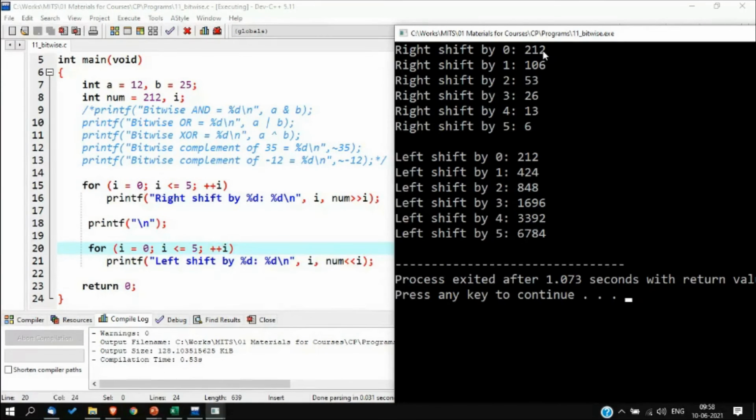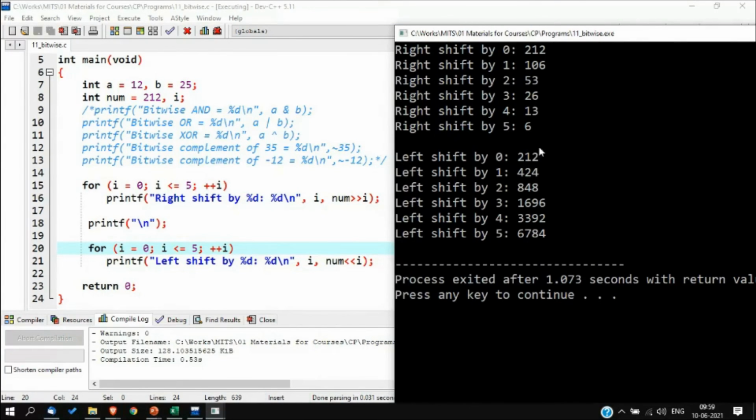Actually, on each right shift, integer division by 2 is being done. 212 divided by 2 is 106. 106 divided by 2 is 53. 53 divided by 2 is 26, because it is integer division, so the fraction is discarded. Then 26 by 2 is 13. 13 by 2 with integer division is 6. So that is the right shift: we are dividing each number by 2 using integer division.